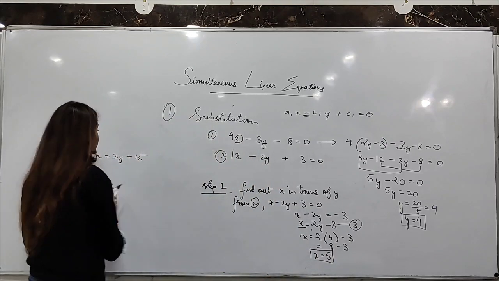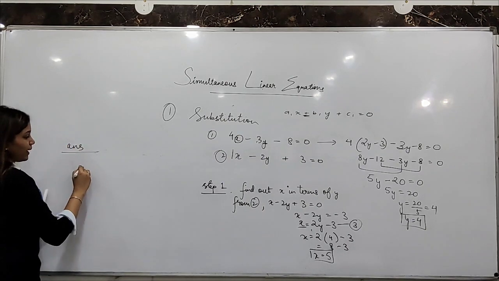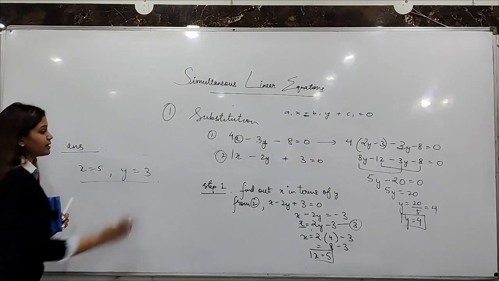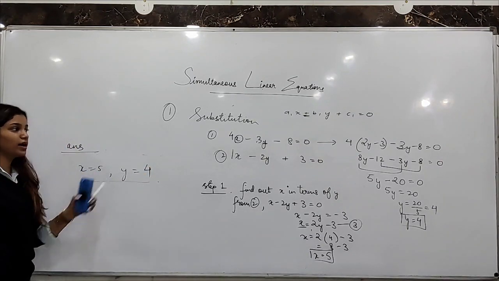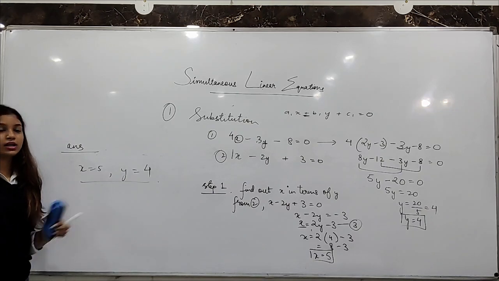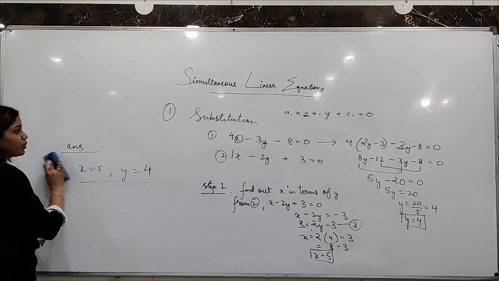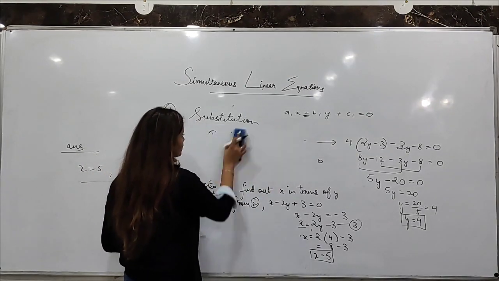So I am writing the answer over here loud and clear. x is equal to 5 and y is equal to 4, sorry, and y is equal to 4. So this is one way of solving linear equations. I hope this method was clear. We'll do one more question on the same method so that things become a little more clear this time.